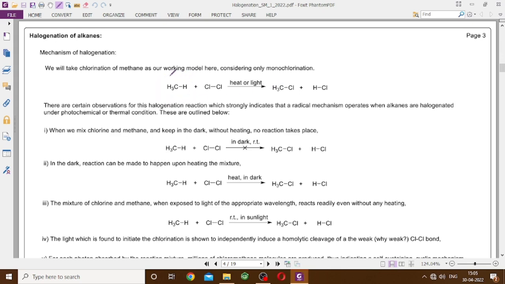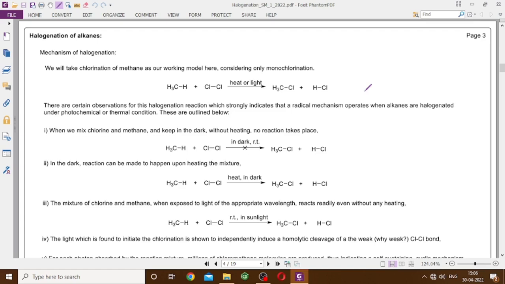use a huge excess of methane and a limited supply of chlorine, so that chlorine does not get the opportunity to react with the product CH3Cl, but due to the presence of the excess methane, it reacts almost exclusively with methane always till it gets exhausted and you get CH3Cl. Obviously there will be excess methane and you have to separate CH3Cl from methane, but that's a different issue altogether. Obviously one equivalent of HCl will also be produced.